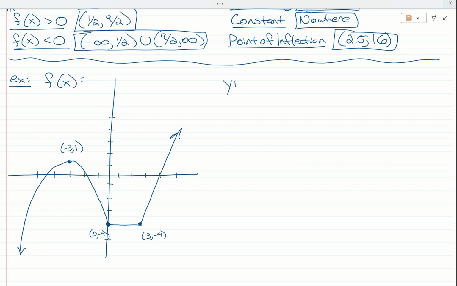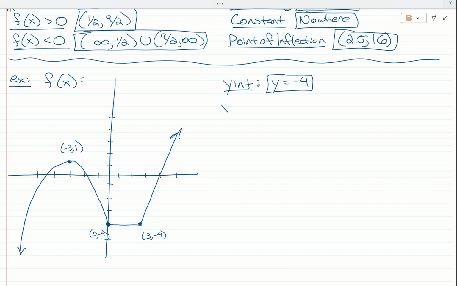For example, where is the y-intercept? Well, that's where the graph crosses the y-axis. It looks like that happens right here. The y-intercept would be -4. You could also say 0, -4.